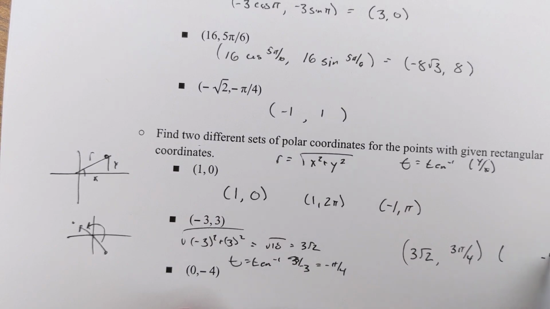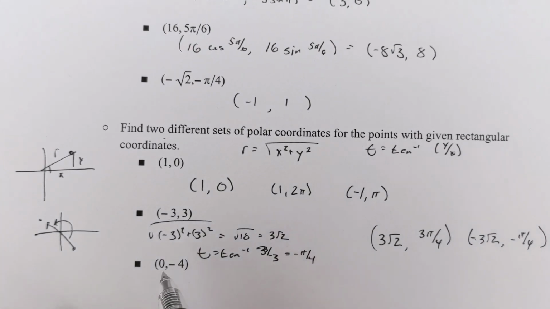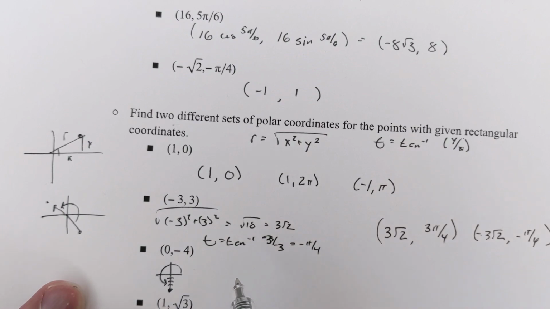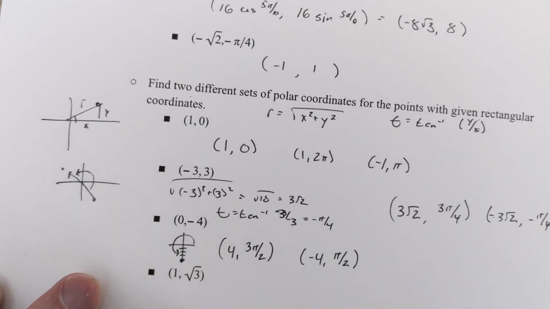So I could use my negative pi over 4 if I make this negative. So I'm off by 180. I have to change the sign here. 0, negative 4, 1, 2, 3, 4. That point is down here. So that theta is root 3 over 2. The r value is just 4. So 4 comma root 3 over 2. Or we could do negative 4 comma, so off by 180.